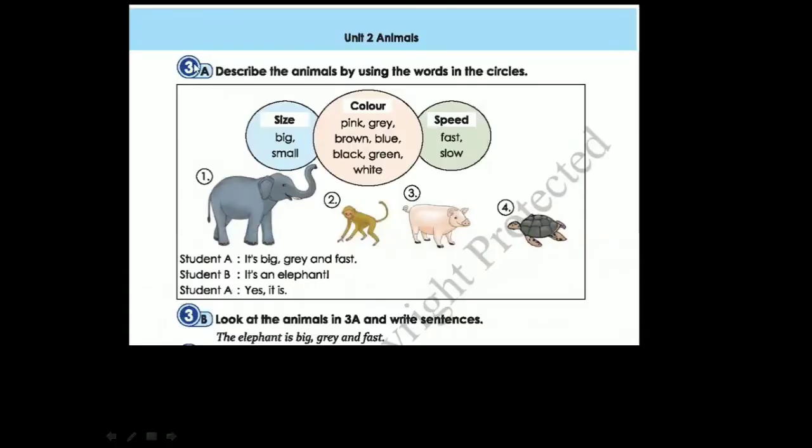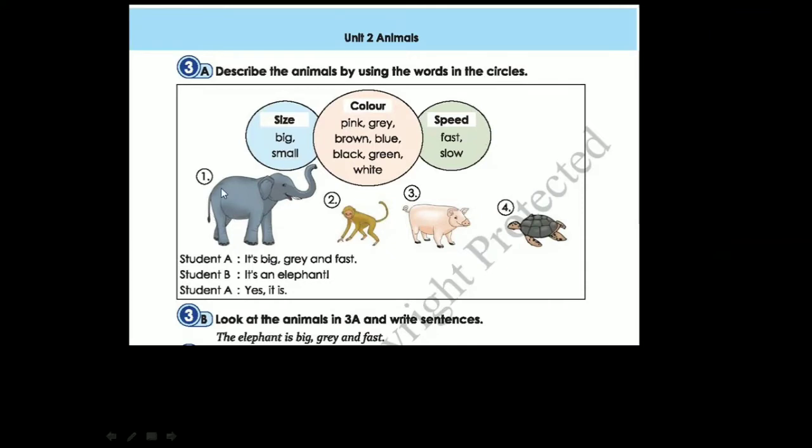So 3A. You have to describe the animals by using the words in the tables. How many tables do you see? Yes, three tables: the blue one, the pink one, and the gray one. The blue one, what are they writing? Yes, sex. And the pink one, what are they writing? Yeah, color. And the gray one, they write down the speed.